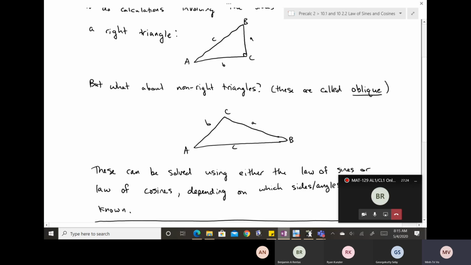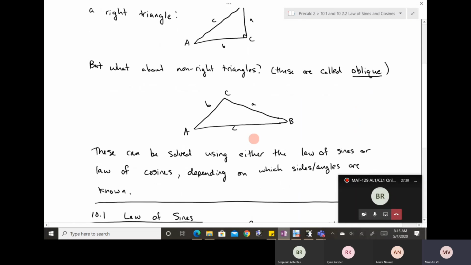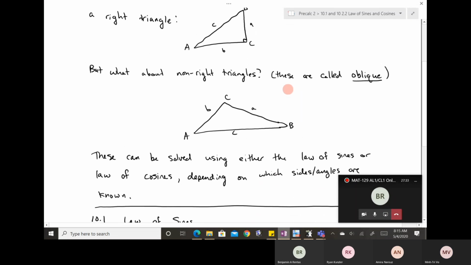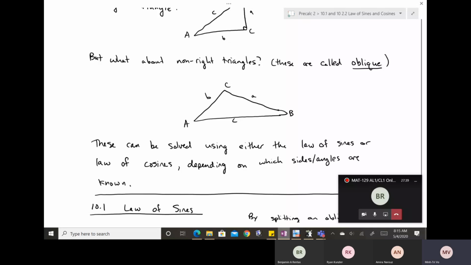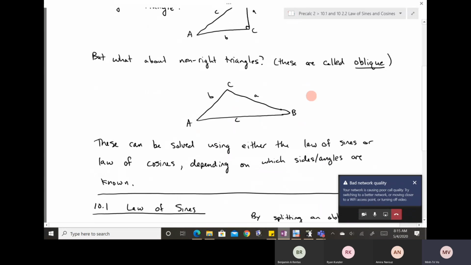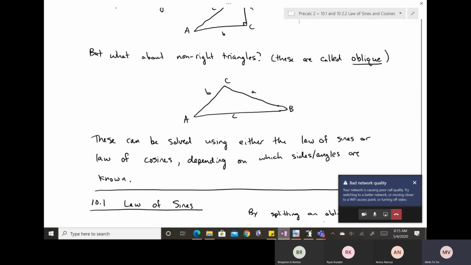Triangles that are not right triangles are called oblique. So that's what we're going to discuss today: the law of sines or law of cosines, or both of them, to solve these kinds of triangles, and which one we use.